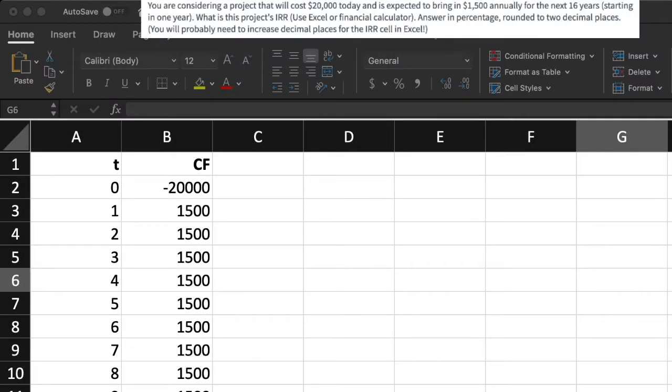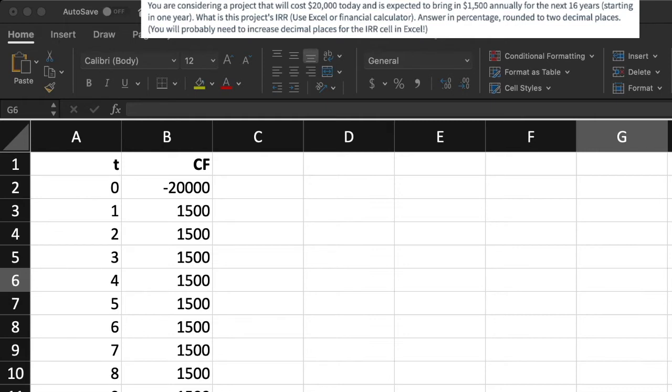So we have a project that costs 20,000 today. So that's the cash outflow today. And it's then expected to bring in 1,500 annually for the next 16 years. So we have an annuity here, 16 cash flows of 1,500. What is this project's IRR?